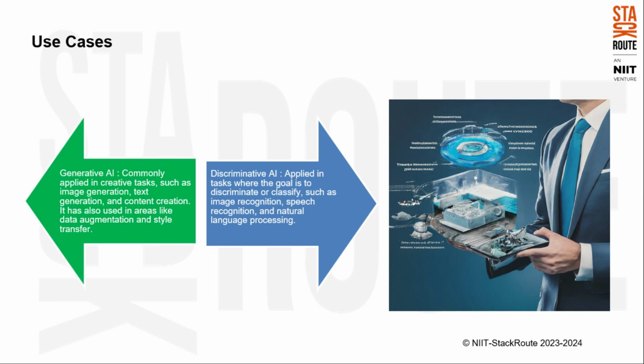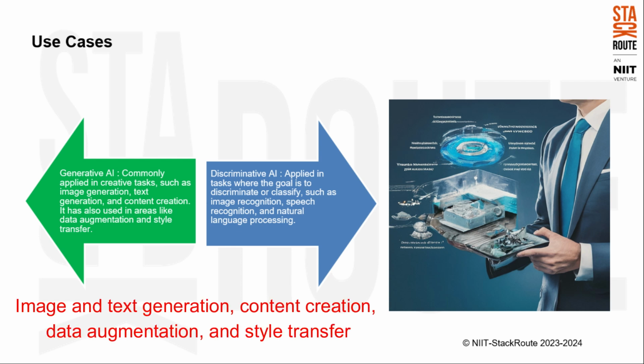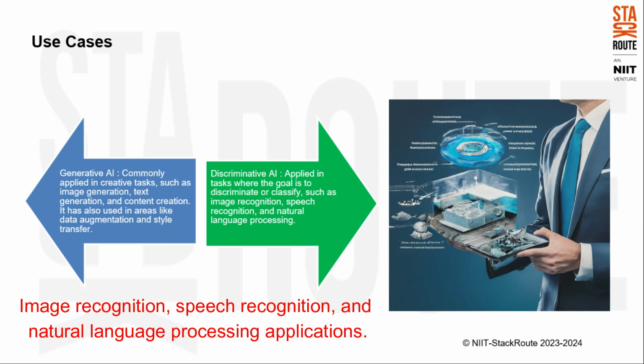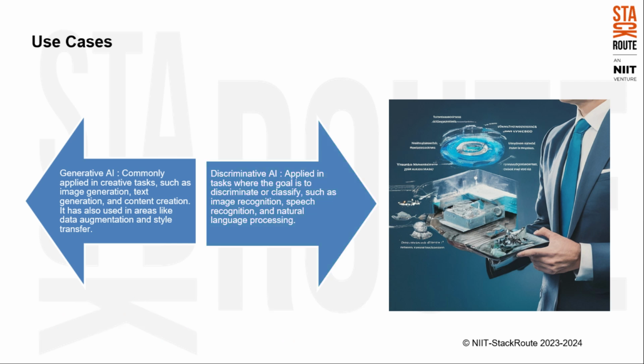In summary, generative AI models are commonly employed in creative tasks like image and text generation, content creation, data augmentation, and style transfer. Discriminative AI models, on the other hand, are used in tasks where discrimination, classification, or prediction is the primary objective, such as image recognition, speech recognition, and natural language processing applications. The choice of AI model depends on the specific task requirements and the desired outcome in terms of creativity, precision, or accuracy. With this, let's now move to another distinguishing factor: goal and output.